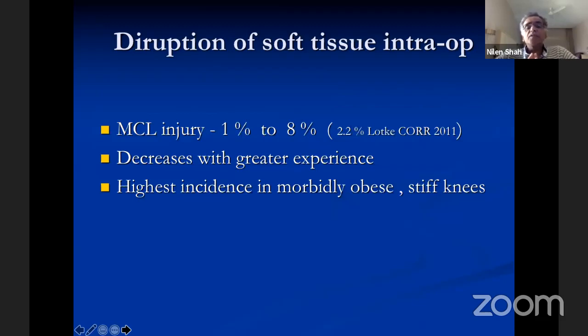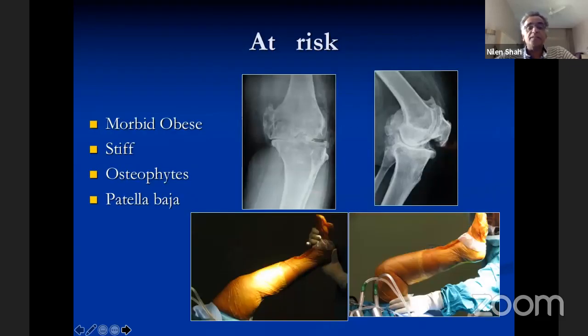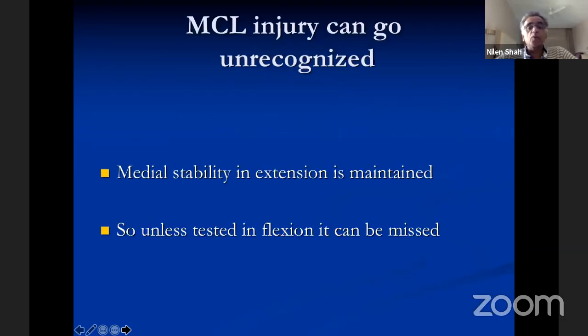Now, if you have disruption of soft tissues intraoperatively, the most common structure that is injured is medial collateral. The literature says that it can be as high as 8% in obese and stiff people. Lotke says that the incidence is 2.2% in general hands. Obviously, it decreases with greater experience, but highest incidence in morbidly obese and stiff knees. So this is what an at-risk knee appears like. It is stiff, osteophytes are present, patella baja is there, and the lady is morbidly obese.